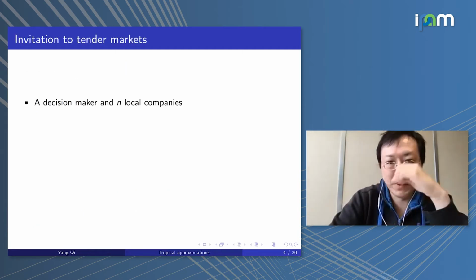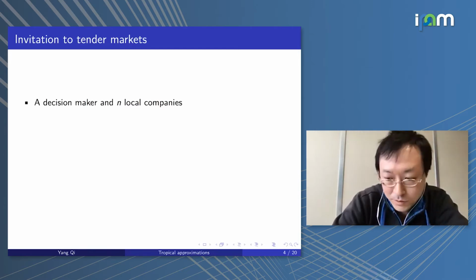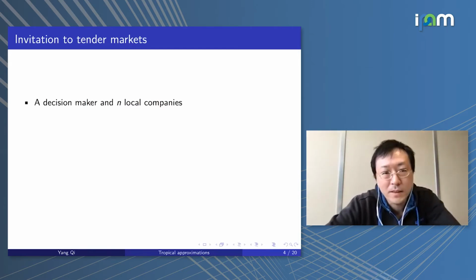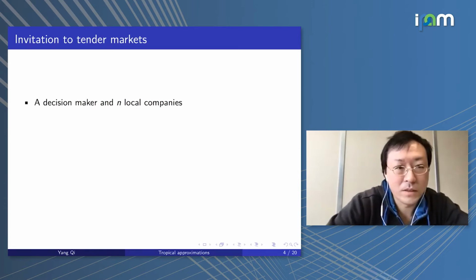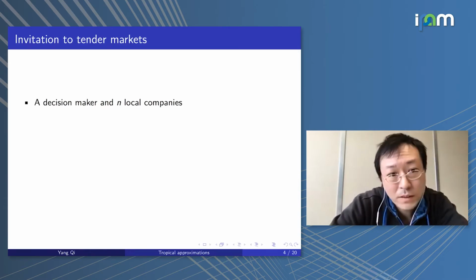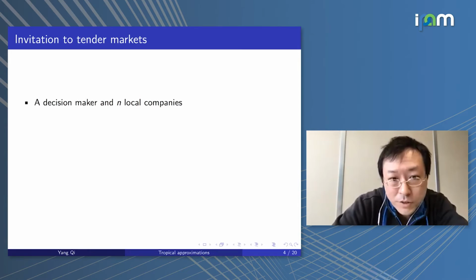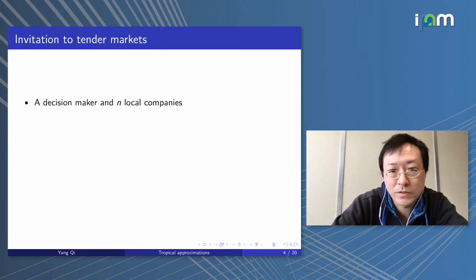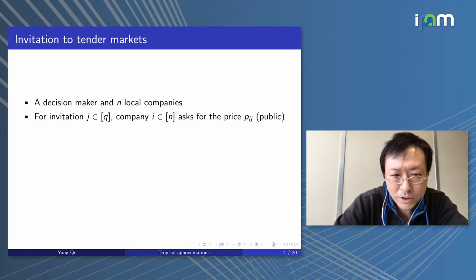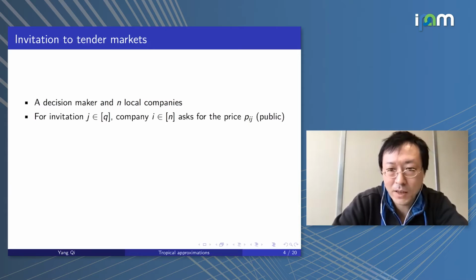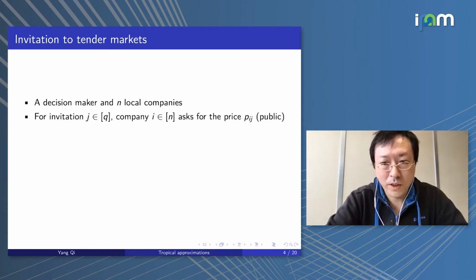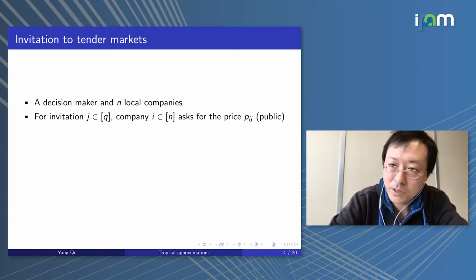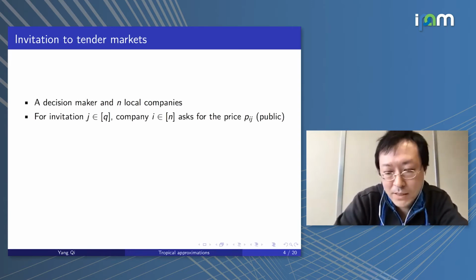Here we can look at a slightly more complicated example. It's called the market of invitation to tenders. Here we have a decision maker and N companies. The decision maker calls for invitations to tenders from these companies. For each invitation J, company I will ask for the price Pij, and this price matrix is publicly observed.